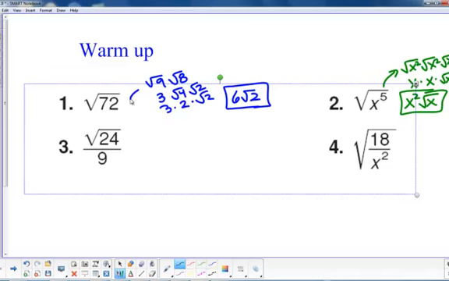Square root of 24 is 4 times 6. And 9 is just 9. So the square root of 4 is 2. So this would be 2 root 6 over 9.